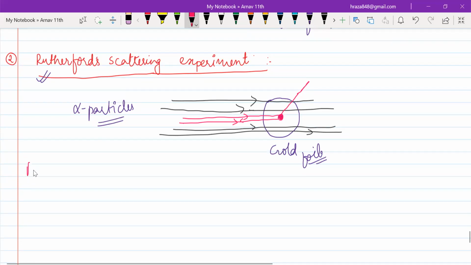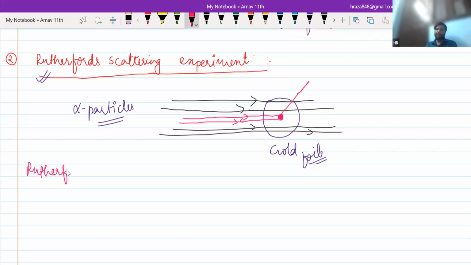Now see, Rutherford's observations during this experiment. So basically, what are the observations of Rutherford?